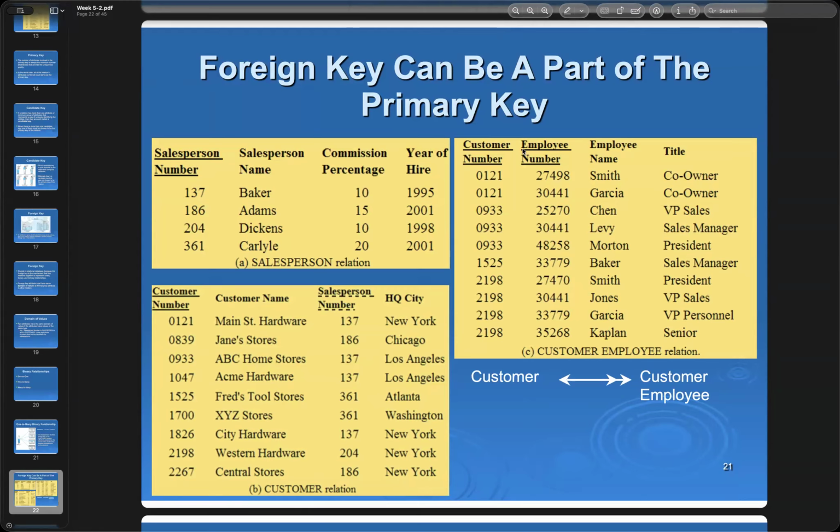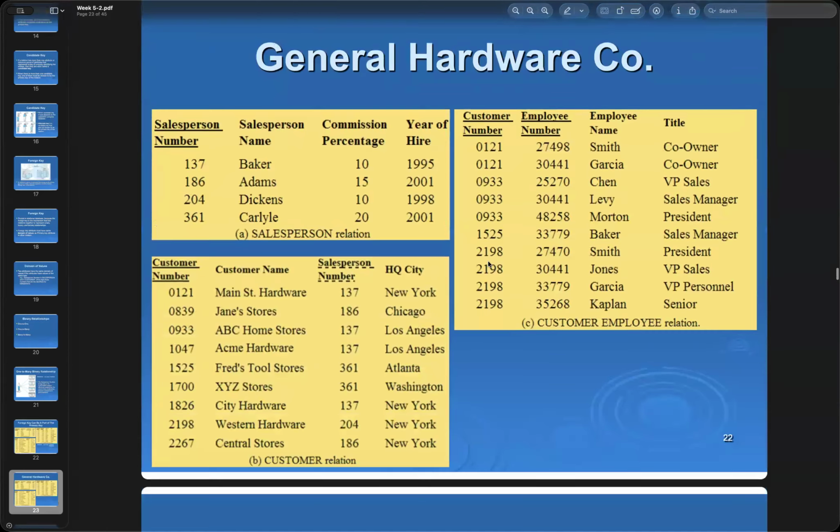And maybe the customer number and the employee number put together, we have the employee names or title. Maybe two of them are what we call candidate keys that we choose, and then they become a primary key. So here there are two attributes; this is a group of them.